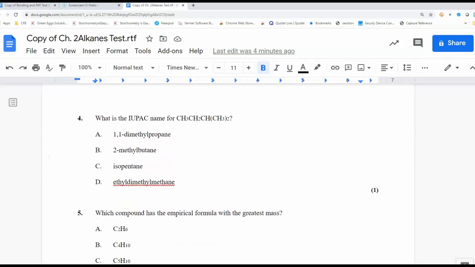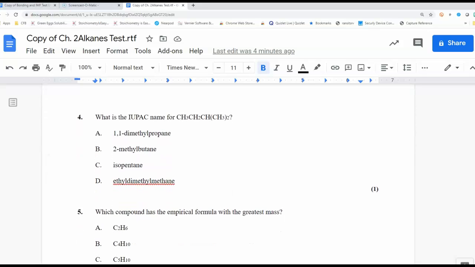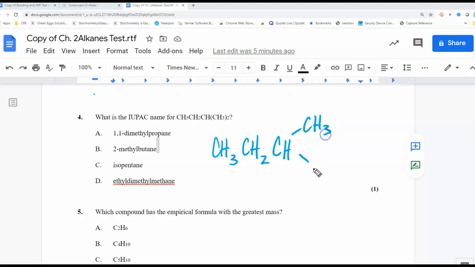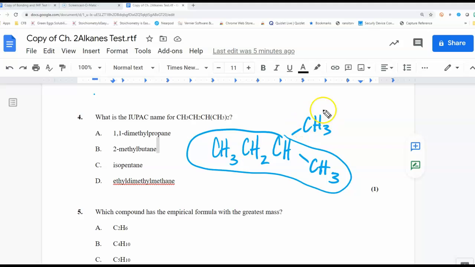Okay, so we go on to number 4. What is the IUPAC name for CH3, CH2, CH with CH3, CH3 on the end here? So what I have is some CH3 bonded to some CH2, and then a CH, which is bonded to a CH3 like this, and a CH3 like this. And so our longest carbon chain, we could say, is this, with that methyl group on the second carbon. So we would have a 2-methylbutane with a 4-carbon chain. So B would be our correct answer.